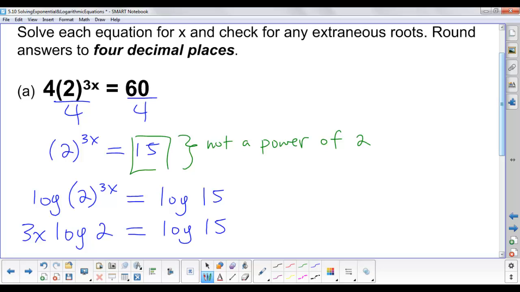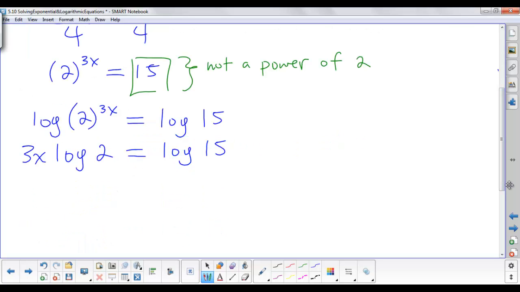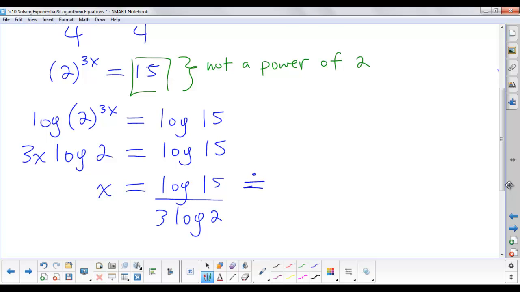And now what I would want to do is isolate for x. Now I do realize here that I'm doing 3 times x times log of 2. So if I divide both sides by 3 times log of 2, we will end up being able to isolate for x here. x will equal log of 15 divided by 3 times log of 2. And then once I've punched that into my calculator, my approximate answer, and I'm going to go to 4 decimal places as it's suggested, I should get 1.3023.